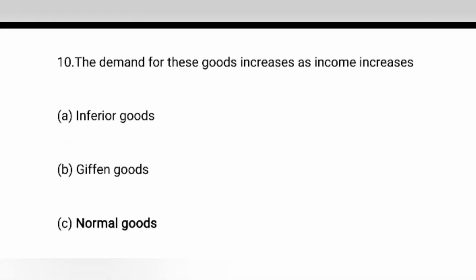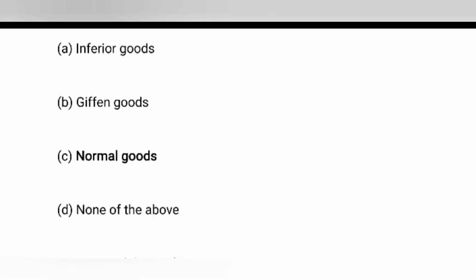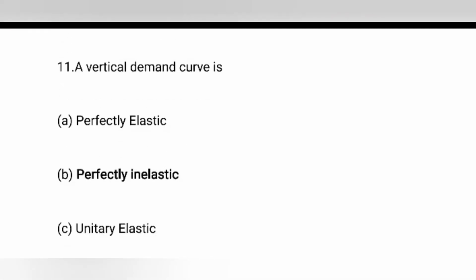The demand for these goods increases as income increases. So here what you need to know: the demand for a good increasing as income increases is for a normal good. The demand for a good decreasing with an increase in income is for inferior goods. A vertical demand curve is perfectly inelastic. Even if there is a lot of change in price, the quantity demanded has no change, which means it is a vertical demand curve.